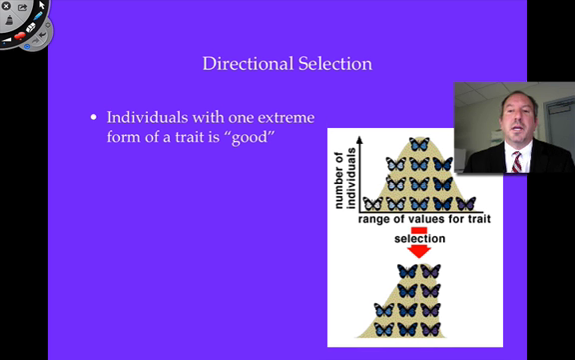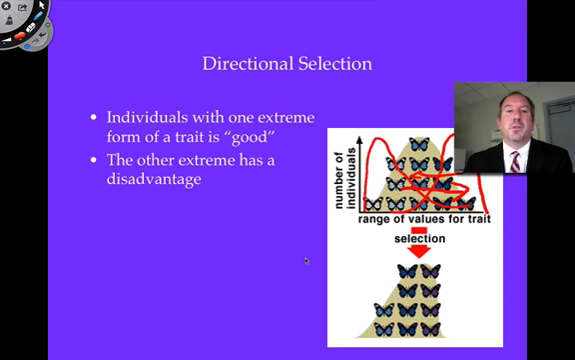So what's happening is the curve is moving in this particular direction. So this is the start, and this is what it looks like after time. It doesn't have to be purple. It could even go in this other direction. But it's called directional because it moves to an extreme. One extreme does really well, or the other extreme does really well. And so the middle of the road and also the other extreme has a disadvantage.